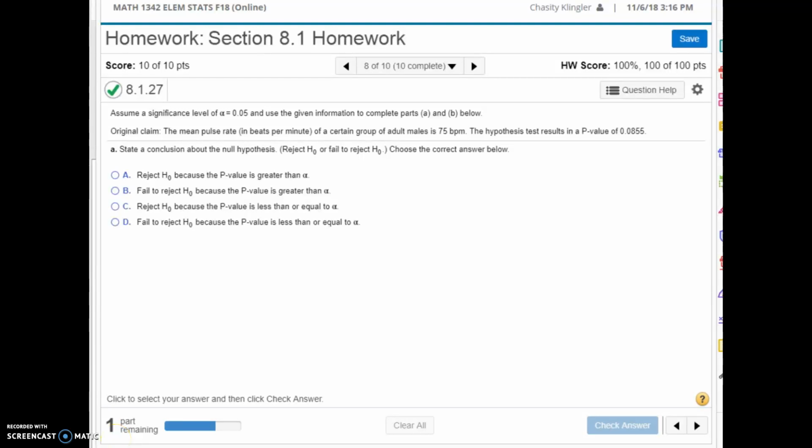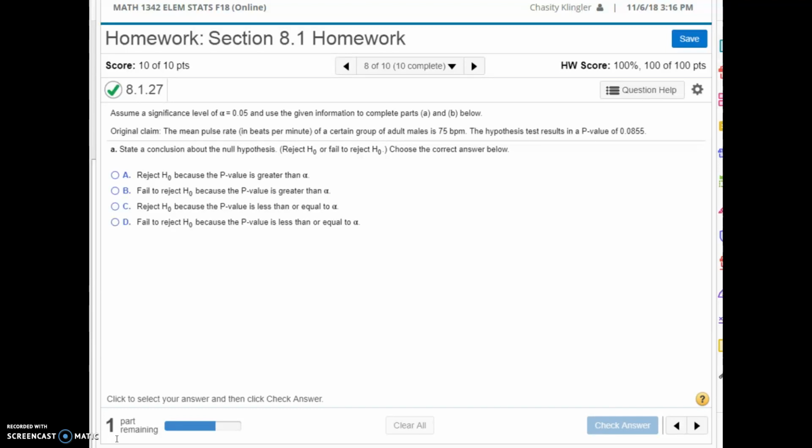Number 8, we're going to do another hypothesis test, this time for a mean, but it's the same process as a proportion test. We're going to do the p-value because that's what they give us, but let's just look at all the information they give us. Assume a significance level of alpha equals 0.05 and use the given information to complete the parts.